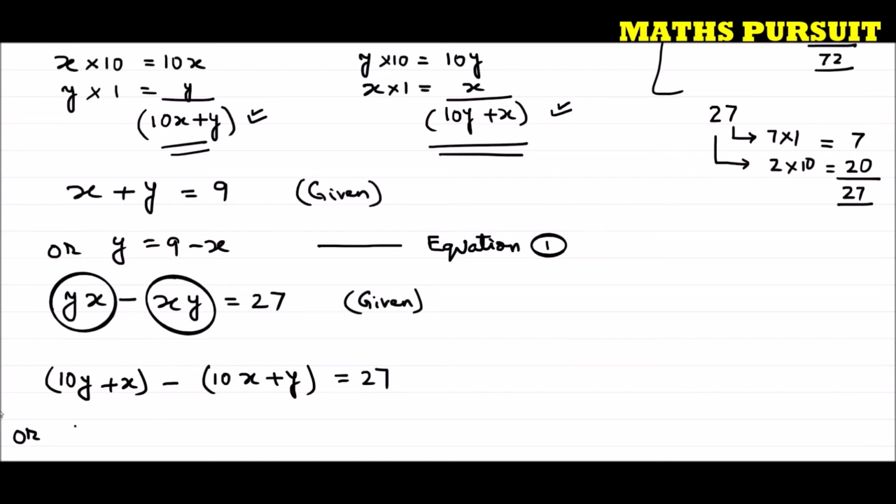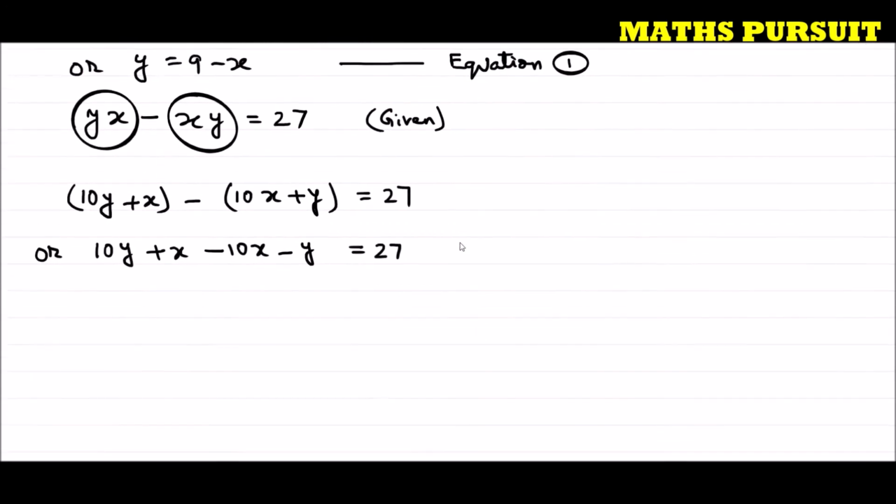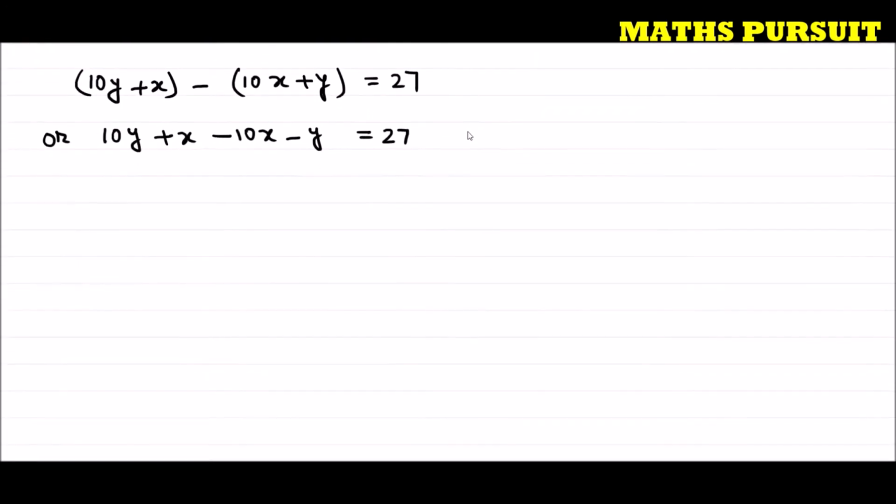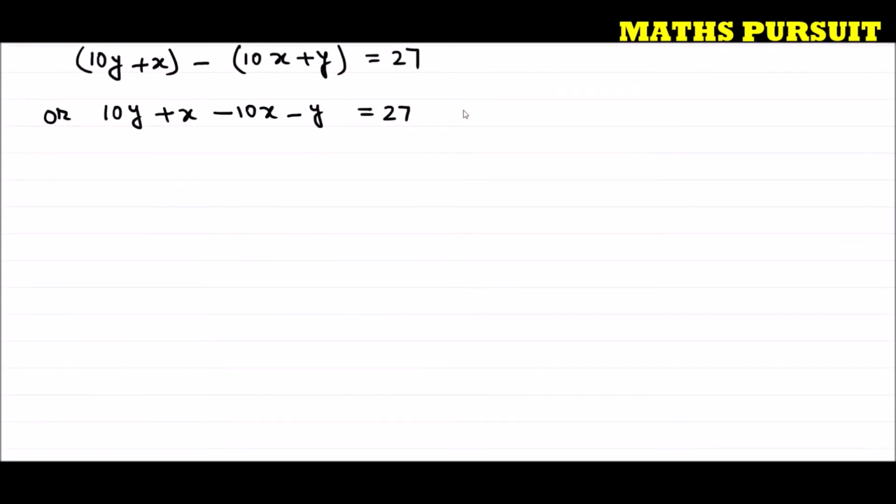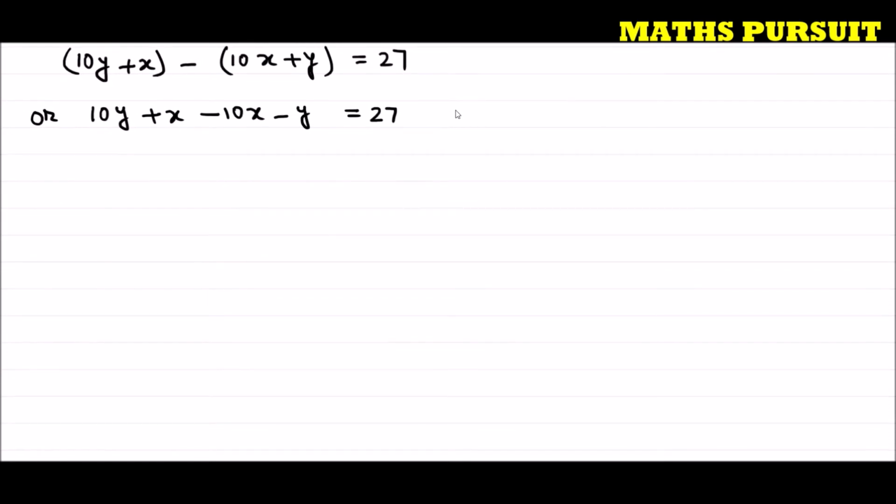Or I can write, let us open the brackets: 10y plus x minus 10x minus y. After opening the bracket, the plus 10x became minus, because minus into plus is minus, and again minus into plus y is minus y, is equal to 27. Hope guys I am very clear till here. Our new equation is 10y plus x minus 10x minus y is equal to 27.